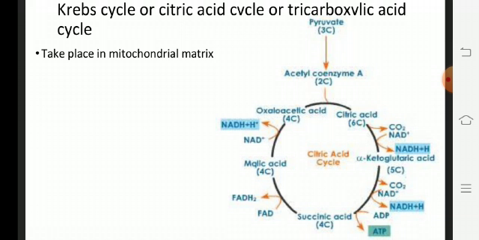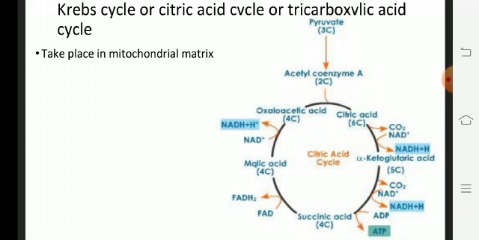Here also hydrogen is accepted by NAD plus, which is reduced to NADH2, by the enzyme malate dehydrogenase, to repeat the cycle. Once again I will repeat the Krebs cycle, or TCA cycle, or tricarboxylic acid cycle. The TCA cycle takes place in the mitochondrial matrix.